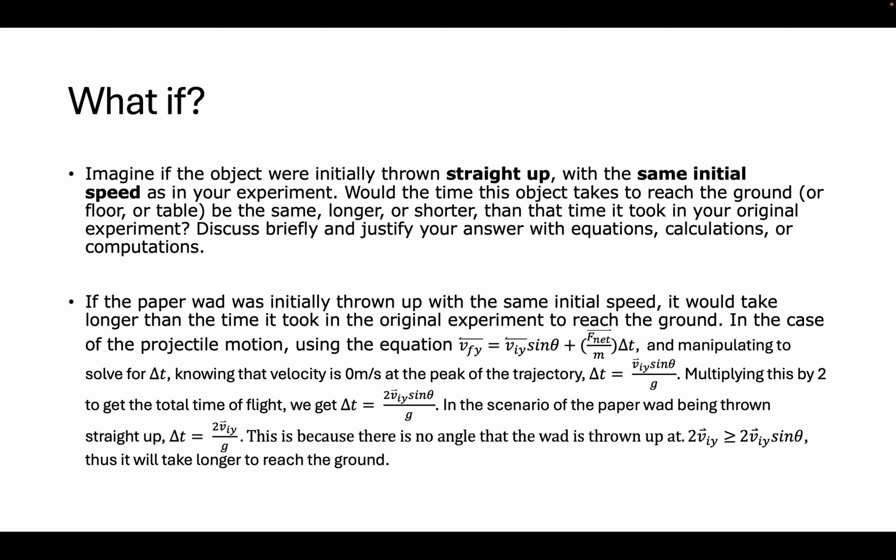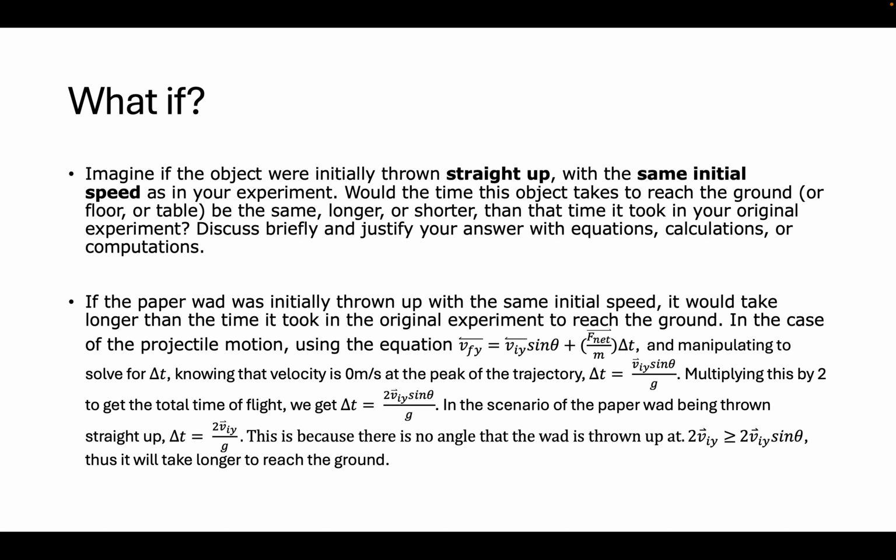In the case of projectile motion, using the equation v final y equals v initial y sine theta plus F net over m times delta t, and then manipulated to solve for delta t. Knowing that the velocity is 0 meters per second at the peak of the trajectory, delta t is equal to v initial y sine theta over g. Multiplying this by 2 to get the total time of flight, we get delta t is 2 times v initial y sine theta over g.